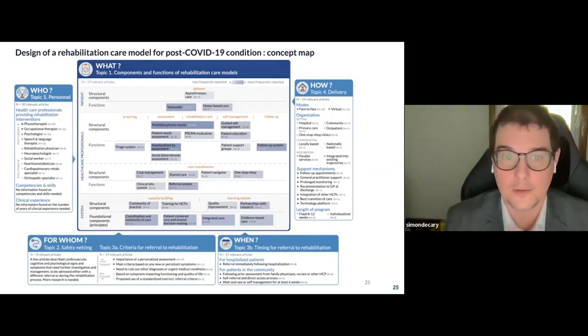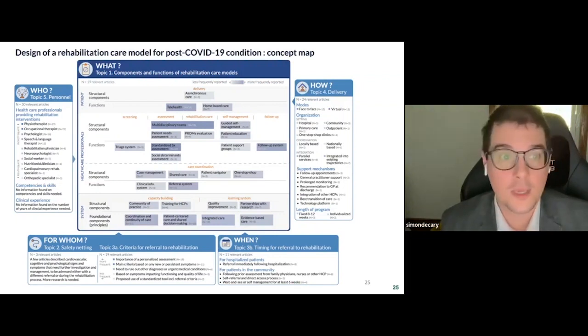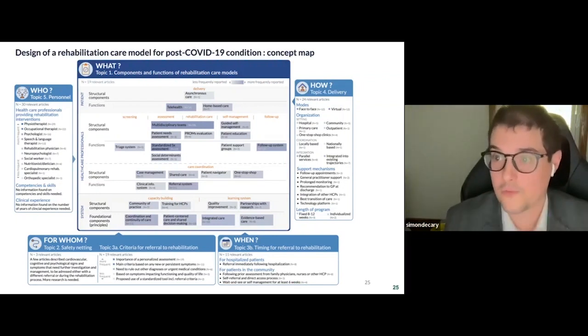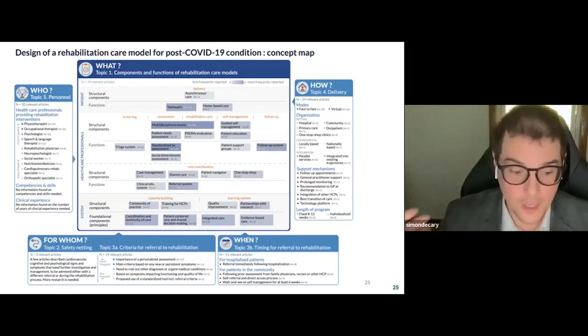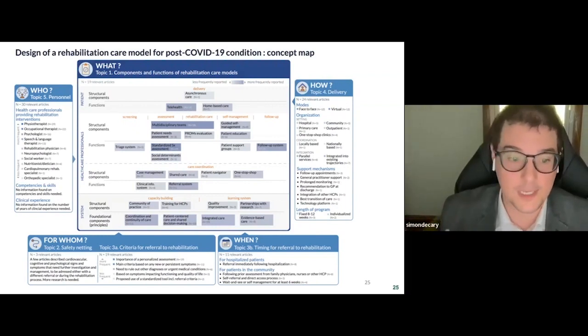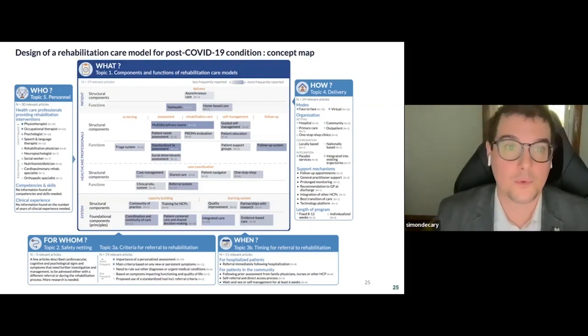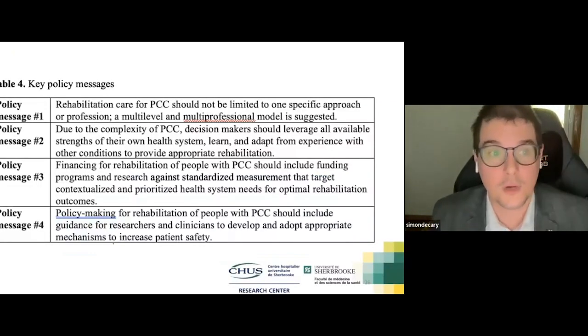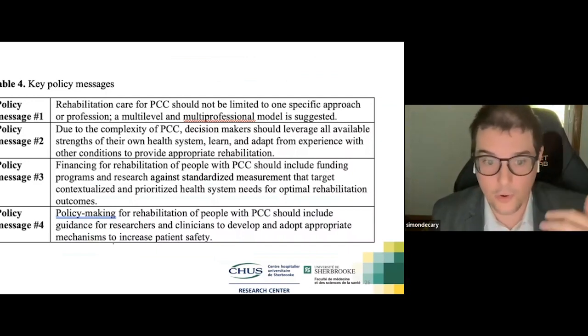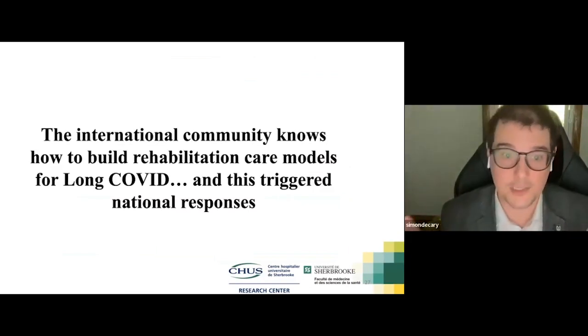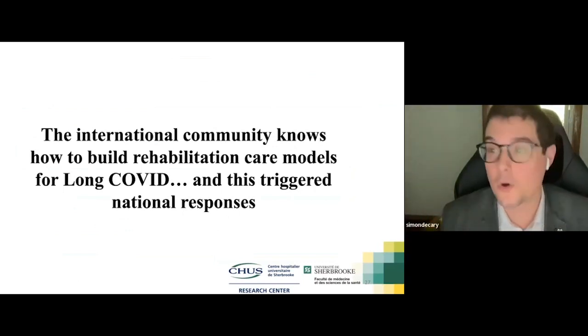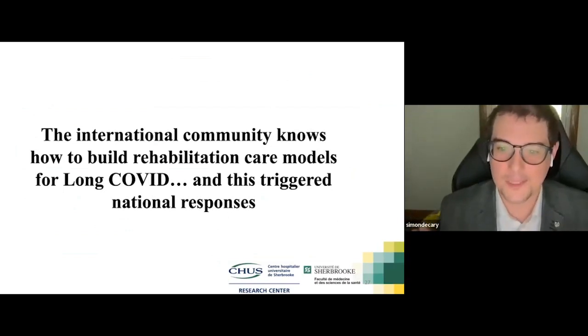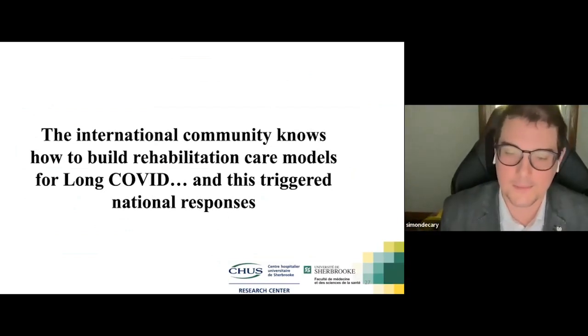So we know how to design the components and functions. We know which personnel is the workforce. We know the different ways of delivering the services, the timing, the criteria, and the safety netting procedure. And we were able to design some key policy messages for health organizers. So my main message here is that the international community knows how to build rehabilitation care models for long COVID. So this is very important. Conceptually, we know how to do this, so we don't need to wait to start building this in many countries.